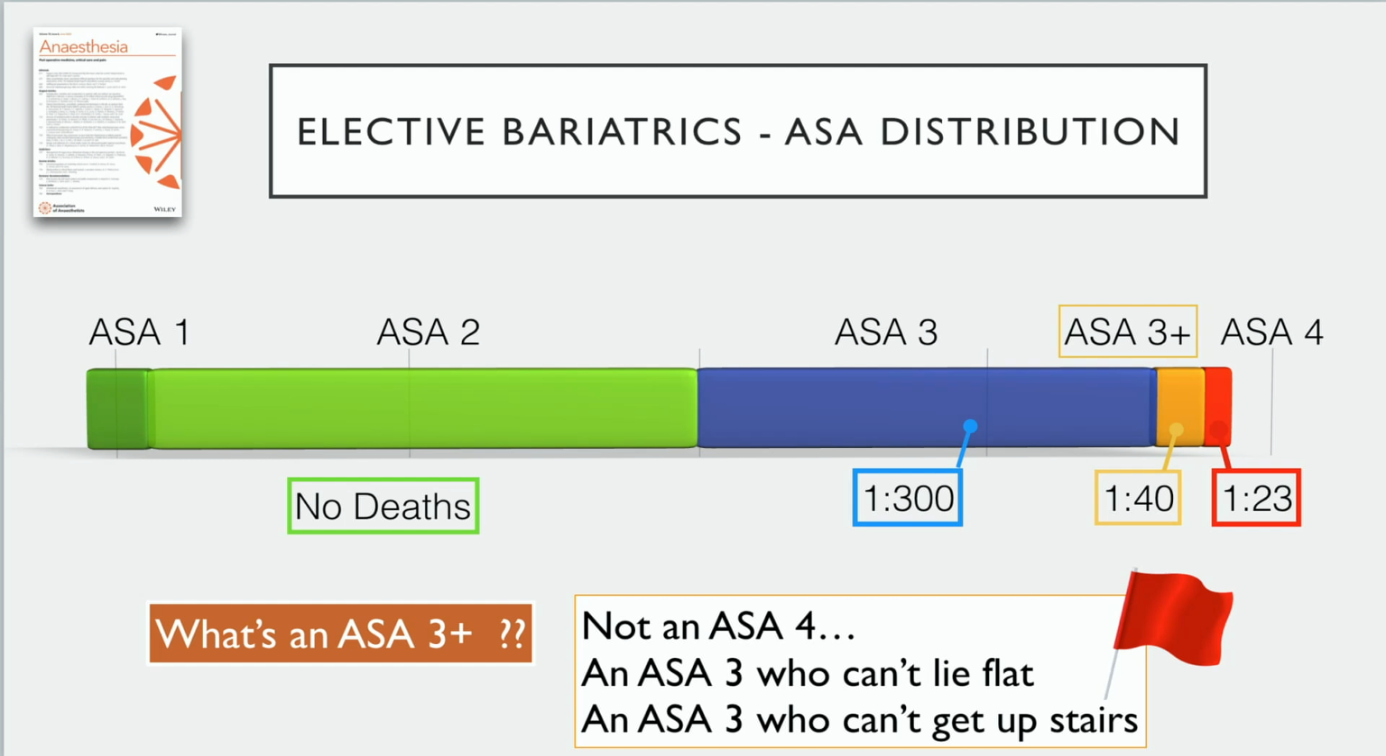And an ASA 3 plus is something that one of my colleagues coined back in the UK about 15 years ago. It's basically a patient who's not really ASA 4, but who's got such significant cardiac disease that they can't climb a flight of stairs and they can't lie flat. And those are two key questions when we're looking at patients beforehand and trying to ascertain whether they are okay or whether they are really ropey. Technical terms.